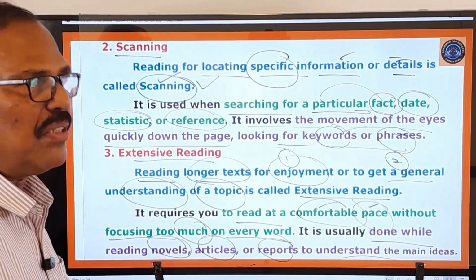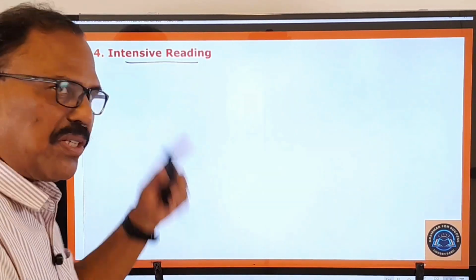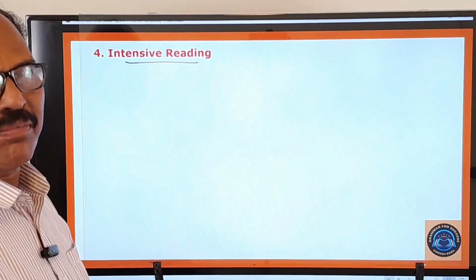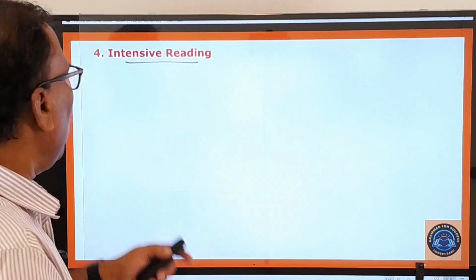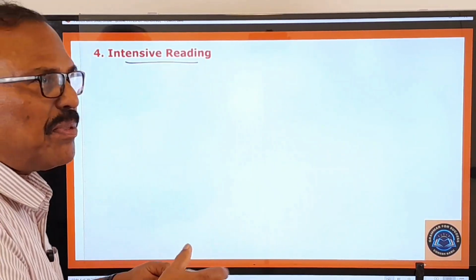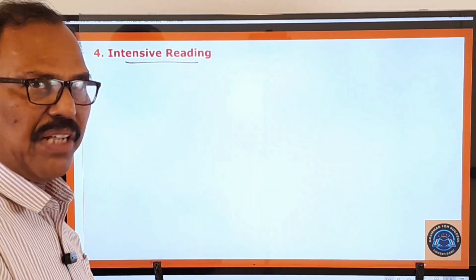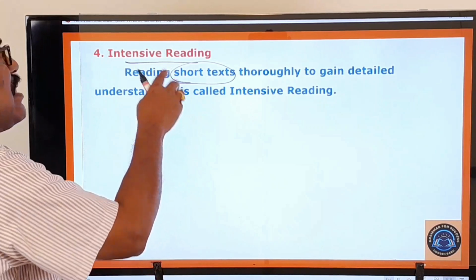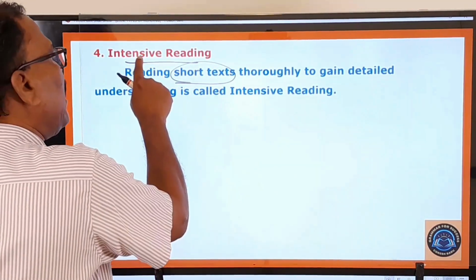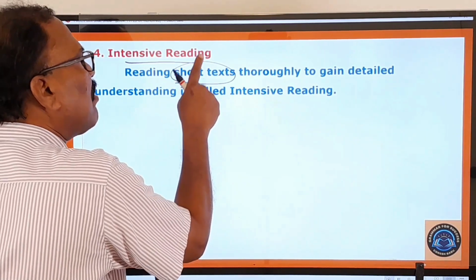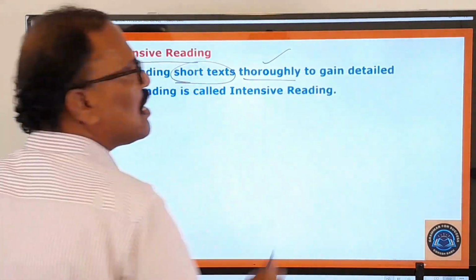Now let's move on to the other kinds of reading. Fourth one, intensive reading. Extensive reading is elaborate reading for enjoyment's sake or to find out the idea of the topic. And this is intensive reading. Intensive means in-depth reading, detailed reading. The title itself tells you that. Extensive reading is meant for longer texts, but intensive reading is meant for only short texts. Reading short text thoroughly, this is important.